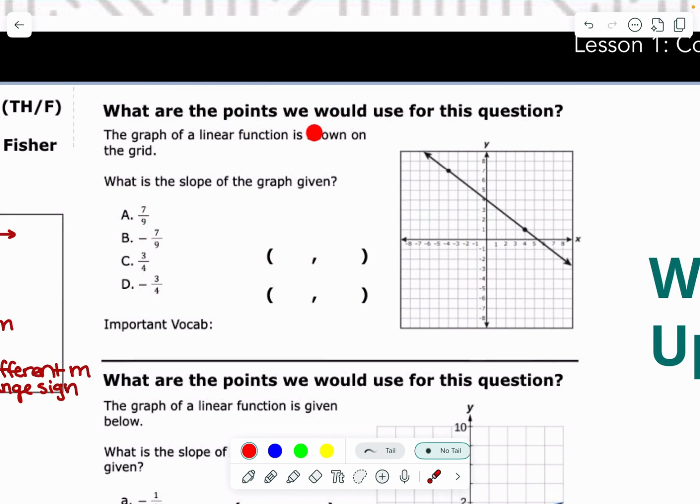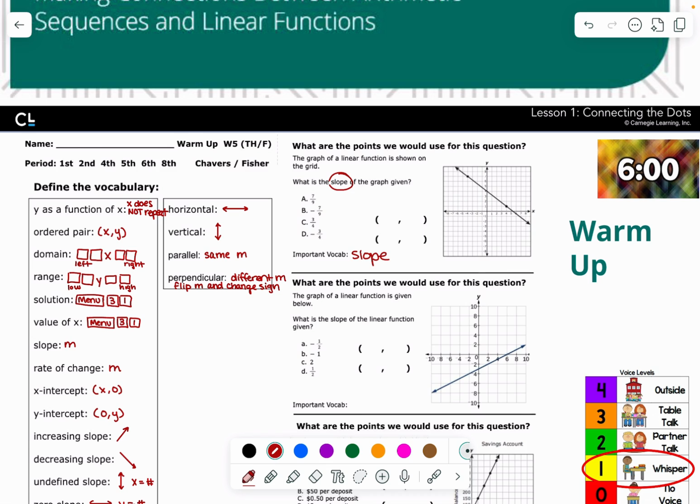What are the points we would use for this question? So I just want to get the points. I don't even care about doing the question, but if I was going to do it, my important word would be slope. Slope. My pencil's messing up. And if I've been using this vocab sheet, I should know that slope is right here. So slope means m.